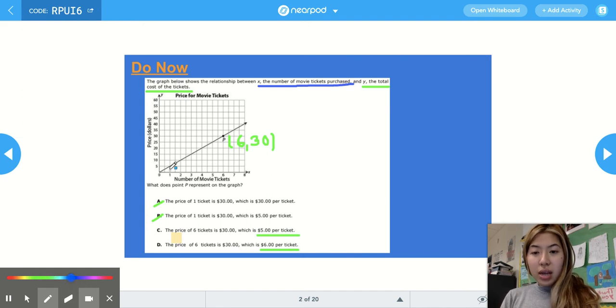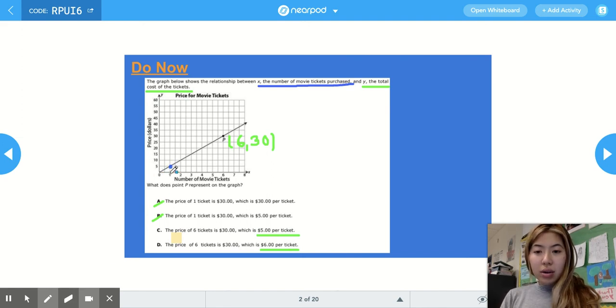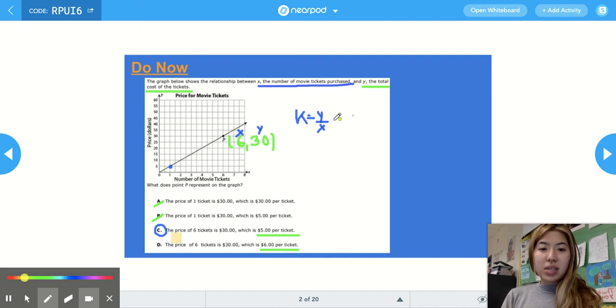The first way is just identifying point 1, comma, its X value is 1, so that's the number of movie tickets, and so its Y value is 5, so that shows us that it's $5 per ticket. Another way of solving this is using our constant of proportionality equation. So we have K is equal to Y over X. So 6 is our X coordinate, 30 is our Y coordinate. So if we plug in the numbers into the equation, we have 30 over 6, or 30 divided by 6, and that is 5.